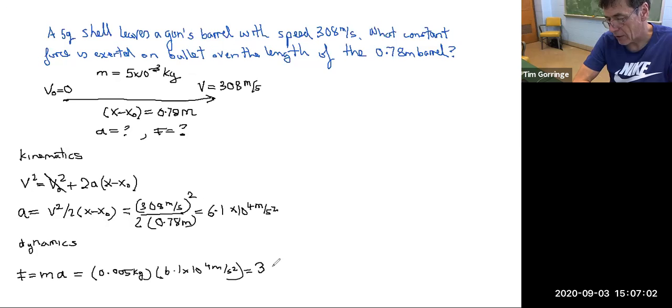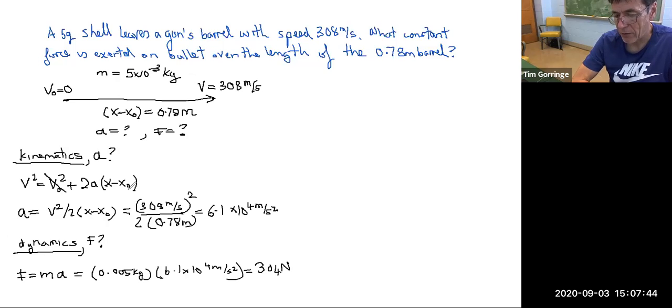It comes out to be 304 newtons, or kilograms meters per second squared. And so that's the solution to this problem. Again, just to summarize, it's a problem that had 2 steps, one involving kinematics and one involving dynamics. In the kinematics step, we answer the question, what is the acceleration? In the dynamics step, we answer the question, what is the force?